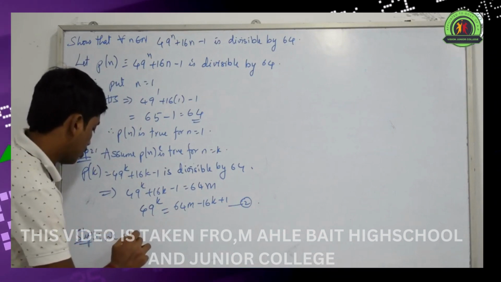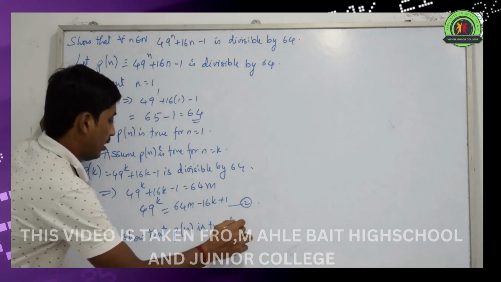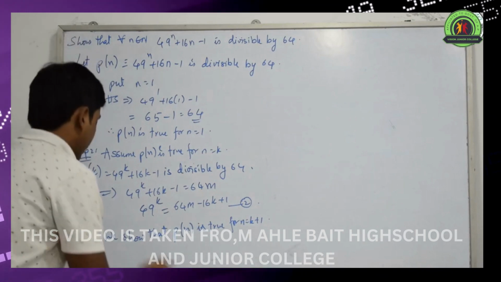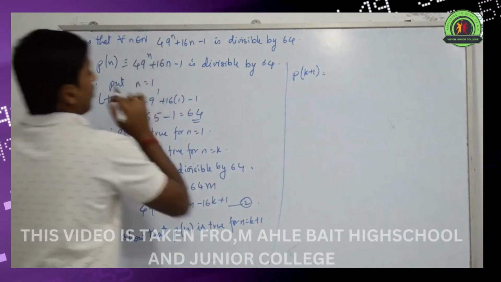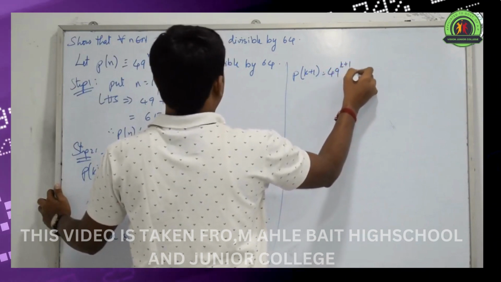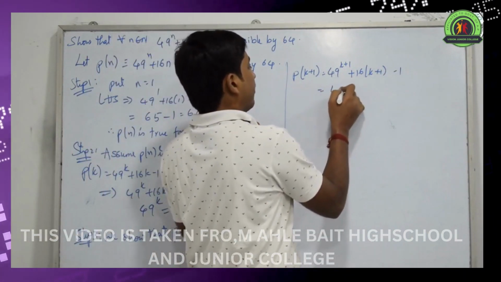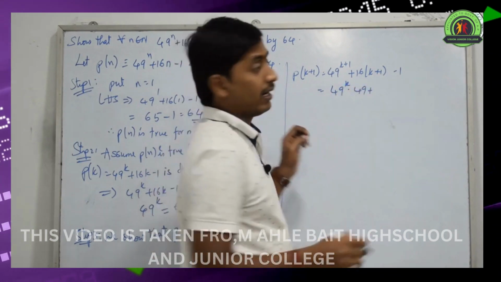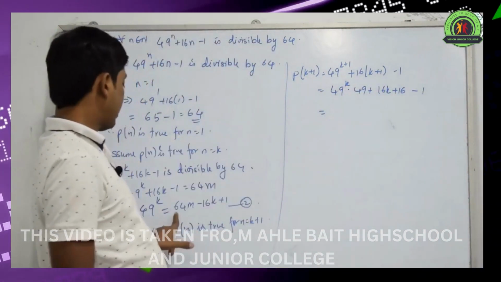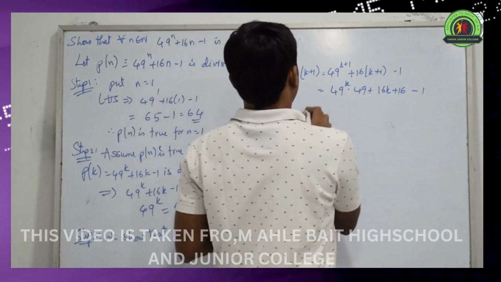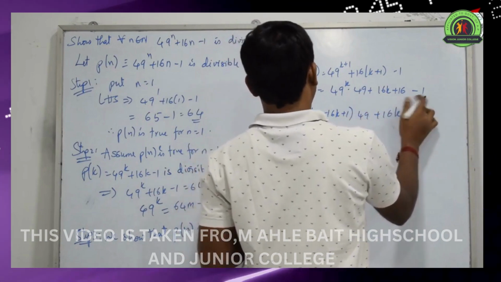Now let us write the next step. Now we show that P of n is true for n equal to k plus 1. P of k plus 1 is equal to, we have to substitute n equal to k plus 1 here. That will be 49 power k plus 1 plus 16 into k plus 1 minus 1. Let us multiply each and every term. Can I write 49 power k plus 1 as 49 into 49 power k? Yes, right. Then let us multiply these both, 16k plus 16 minus 1. What is 49 power k? Just tell me. That is 64m minus 16k plus 1. So, 64m minus 16k plus 1, into 49, plus 16k plus 16 minus 1, which is 15.